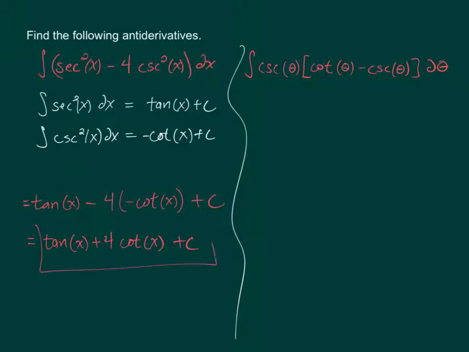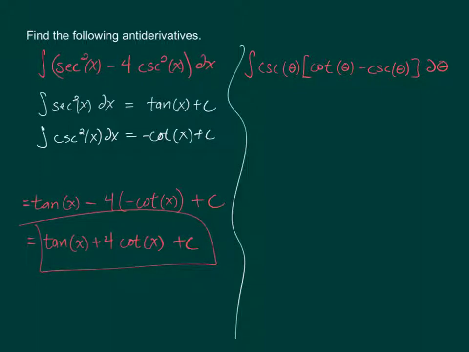And if you'd like to check your answer, you can always go back and take the derivative of this answer. Just remember that c is a constant, so the derivative of this last term will just go to 0. The derivative of tangent is secant squared, and the derivative of cotangent is negative cosecant squared. So this looks like it checks out.